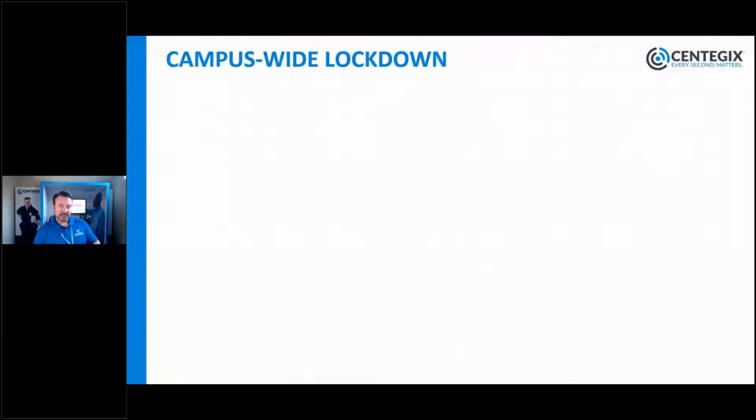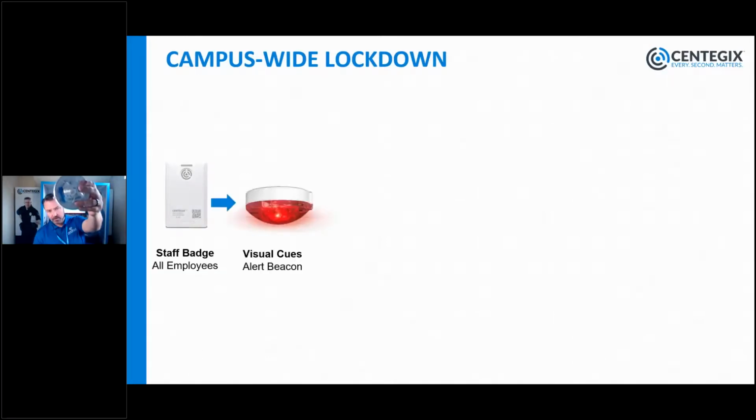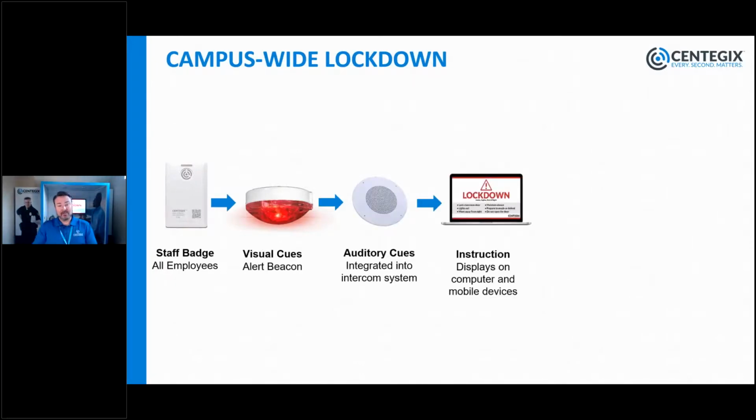That message is completely customizable. You can play it in multiple languages. You can have it repeat, right? And so just to walk through it again, you activate it from this badge, these strobes, which we'll talk about in a minute, they're multicolor LED. They flash red for lockdown. They all start to flash and beep. We play that message over the intercom. We take over every screen.